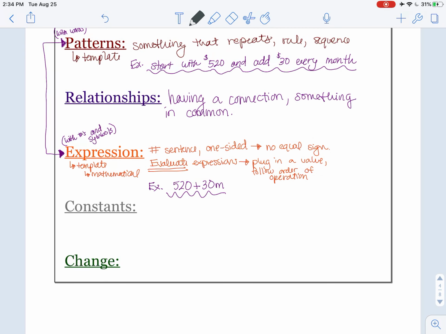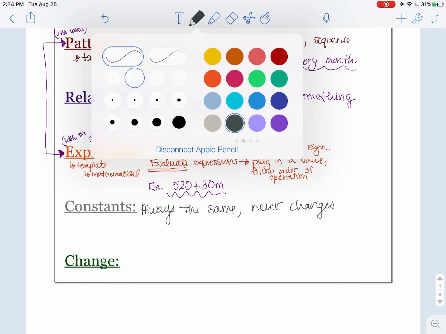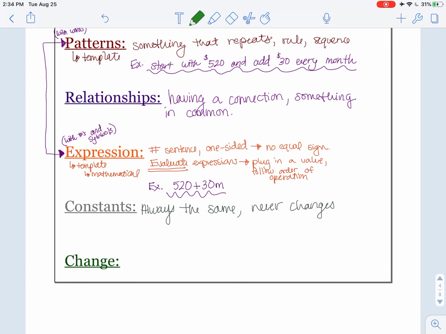Let's move on to constants. When something is constant, all right, it's always the same. Never changes. Okay? It's always the same. It's constantly like that. And then when something changes, change is something that's never the same. It's always different. And another way to describe that is to say it varies.